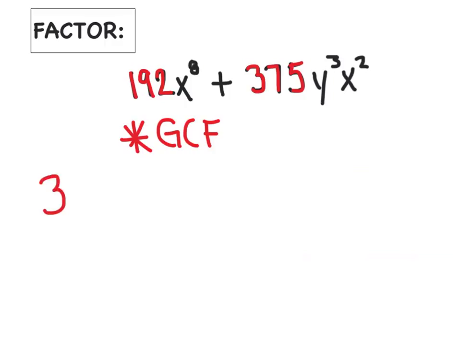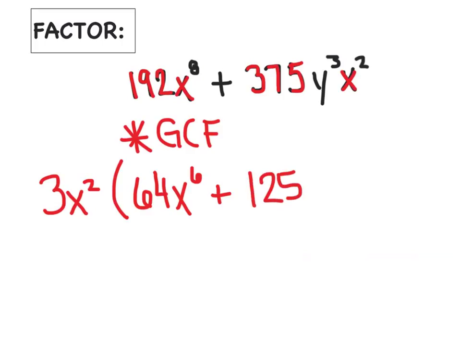Now, what else do these two terms have in common? I see some x's in both of these terms, and it looks like they both have at least an x squared, so I'm going to factor out an x squared as well. Okay, so 192 divided by 3 gives me 64, and then x to the 8th divided by the x squared gives me x to the 6th. Plus 375 divided by 3 is 125, which is a perfect cube, and then the x squared is gone because I factored it out, and all I'm left with is y cubed. Alright, now we can let the fun begin.